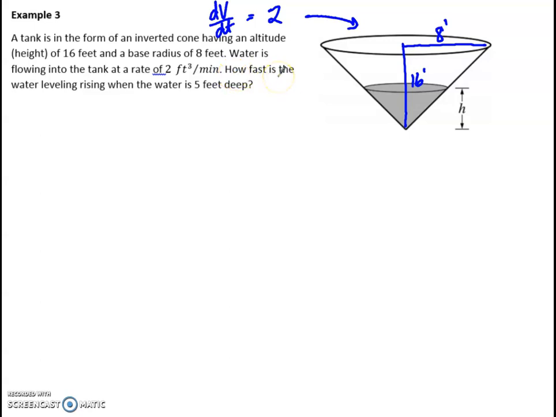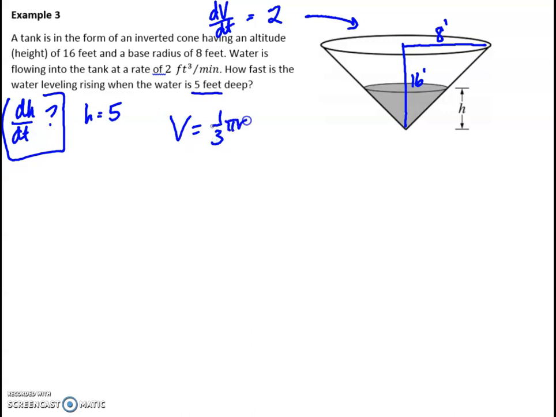Okay, what do we know, or what do we want to know? How fast is the water level rising? Well, that's a rate of change, and water level rising would be a change in the height. So I'm looking for dh/dt, specifically when the water's 5 feet deep, which means when the height is 5. So here we go. If we want to find something involving dV/dt, then we probably need the volume. So the volume for a cone is 1/3 pi r squared h.